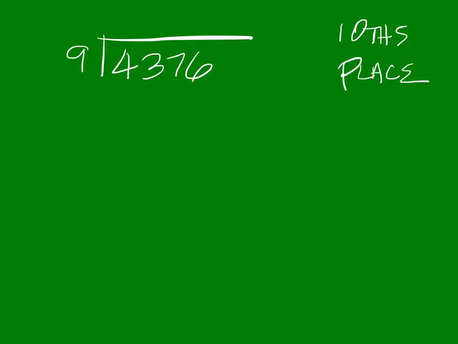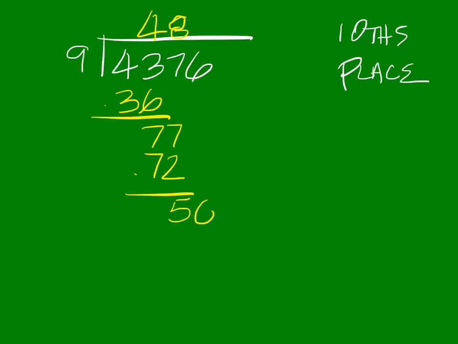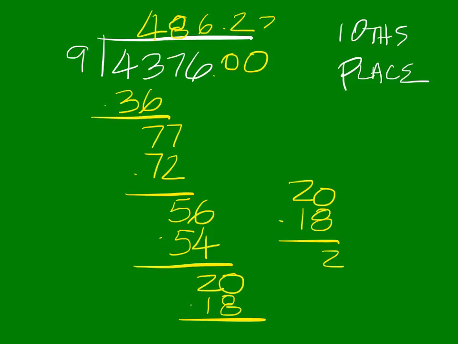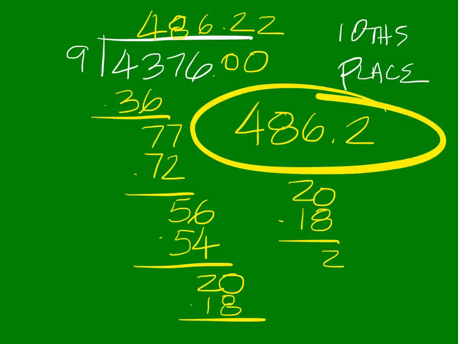On this problem, 9 will not go into 4, but it will go into 43 4 times with 7 left over. And 9 into 77 8 times with 5 left over. Into 56 6 times with 2 left over. Need some zeros. 9 into 20 twice for 18. And you have 2 left over on that, so it's going to go in twice again. 486.2.